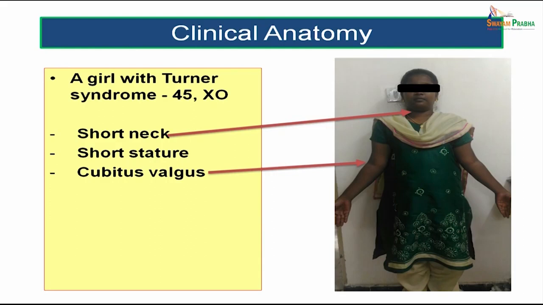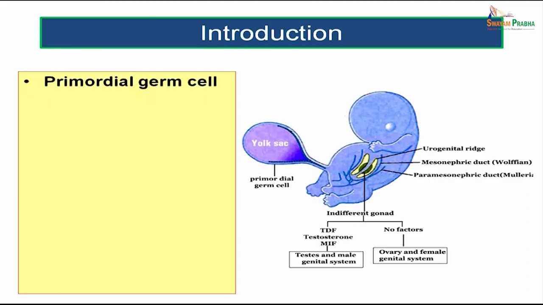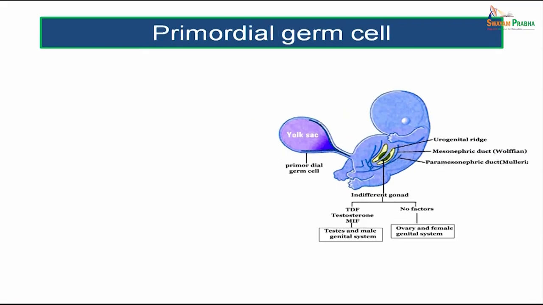In order to understand what is happening to the X chromosome, we need to know what is happening before the birth of the female child or a male child. So in this session, we will be seeing what is meant by a primordial germ cell, and a quick recap about mitosis and meiosis, which you have been familiar with during your school days. Then we will come to the topic gametogenesis proper with some of the applied aspects.